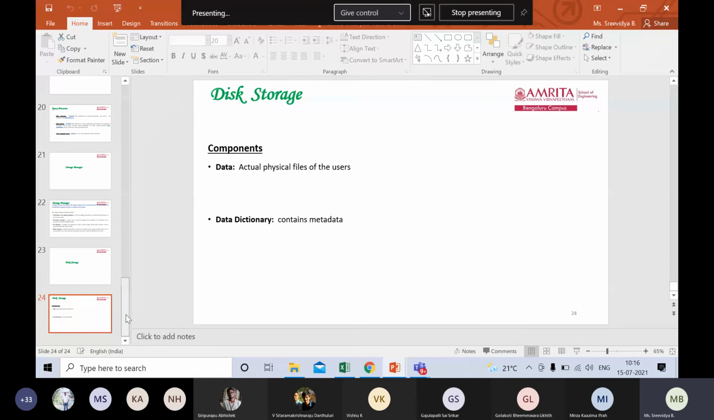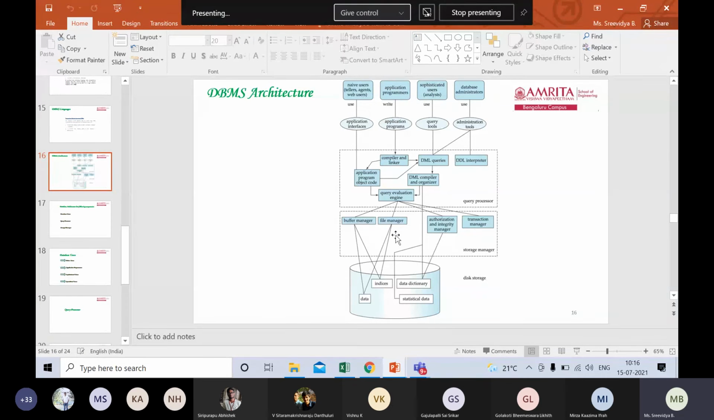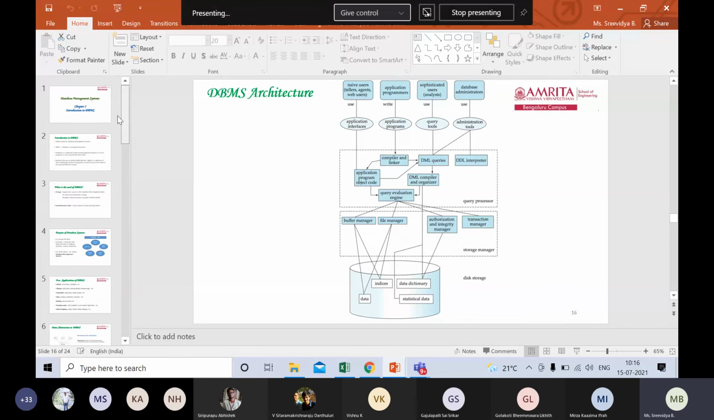So that's the architecture of your RDBMS. The data storage, the storage manager, the query processor, and the different kinds of users. So that's a gist of the DBMS architecture.